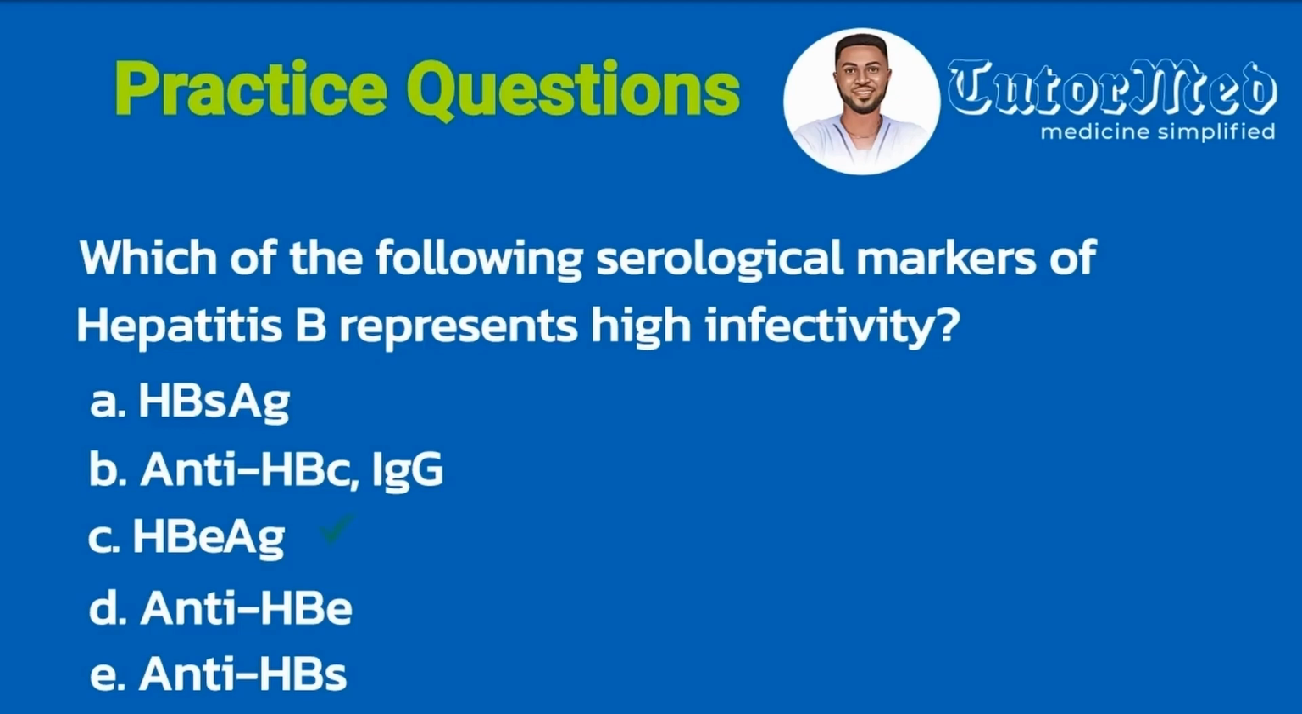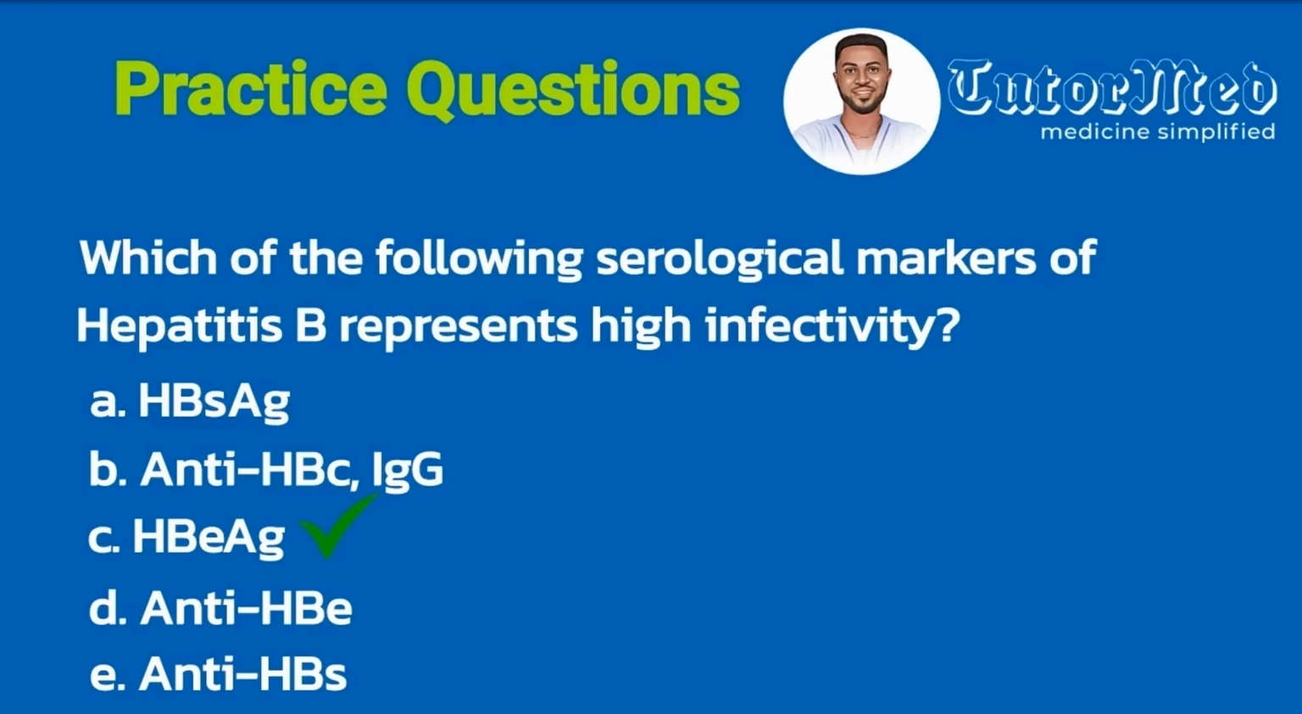If your answer was C, then you would be right. Remember that the E antigen is a marker of replication. And so, if you are replicating too much, it means you have a high viral load. And a high viral load translates to high infectivity.